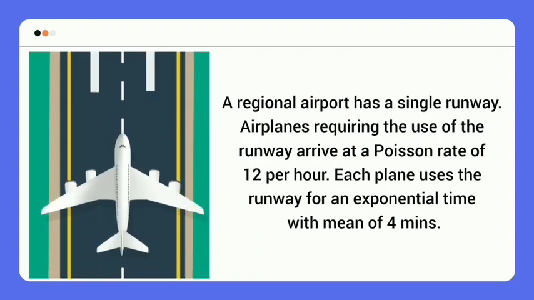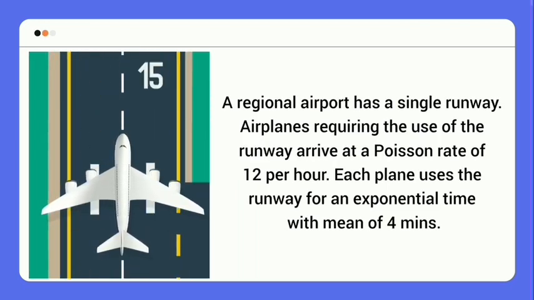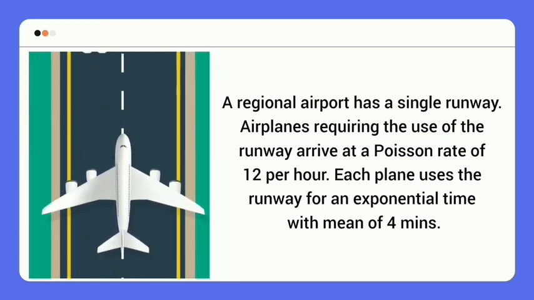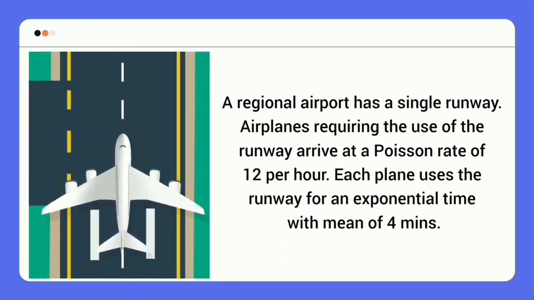A regional airport has a single runway. Airplanes requiring the use of the runway arrive at a Poisson rate of 12 per hour. Each plane uses the runway for an exponential time with mean of 4 minutes.